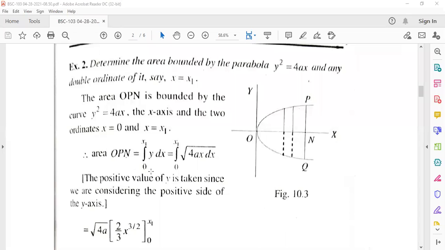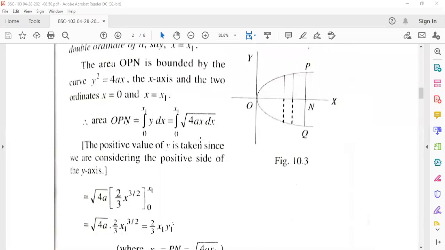Area OPN is equal to the integral from 0 to x1 of y dx. Along the x-axis we are taking the integration, so 0 to x1 y dx. Y means plus minus root over 4x. As we are taking the first quadrant, we are taking the positive sign. So the integral from 0 to x1 of root over 4x dx. The positive value of y is taken since we consider the positive side of the y-axis. So here root 4a is the constant. It is coming out of the bracket. It will be root over x.